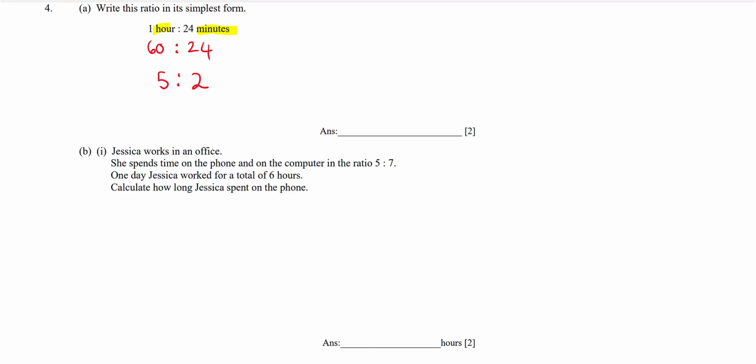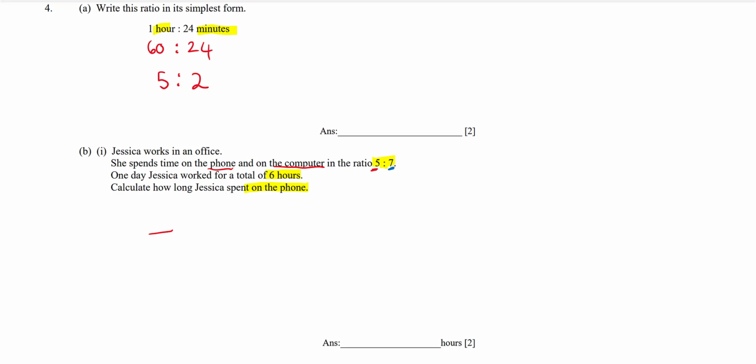Okay, for question 4b, part 1, we're told she spends time on the phone and on the computer in the ratio of 5 to 7. So one day Jessica worked for a total of 6 hours, and we need to calculate how long she spent on the phone. So if we're in this ratio here, phone to computer, that means phone will be 5 and the computer part will be 7.